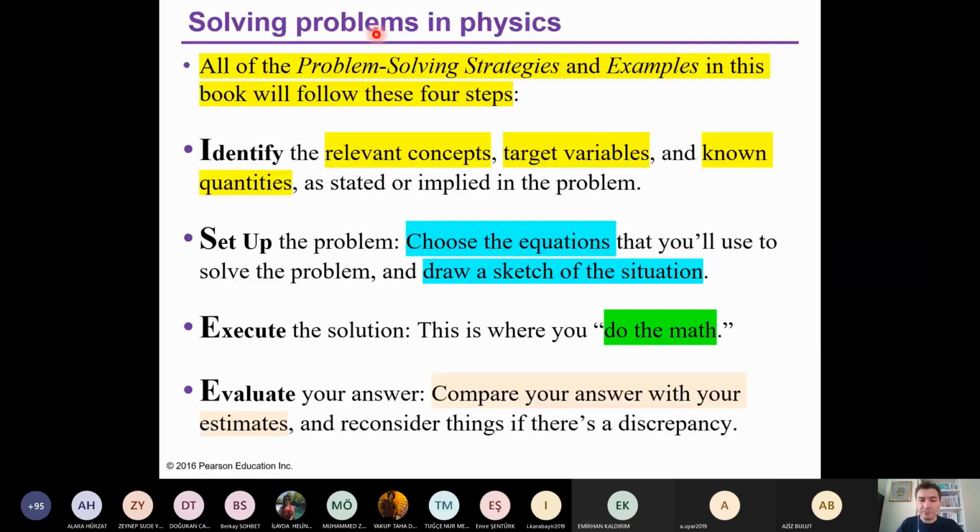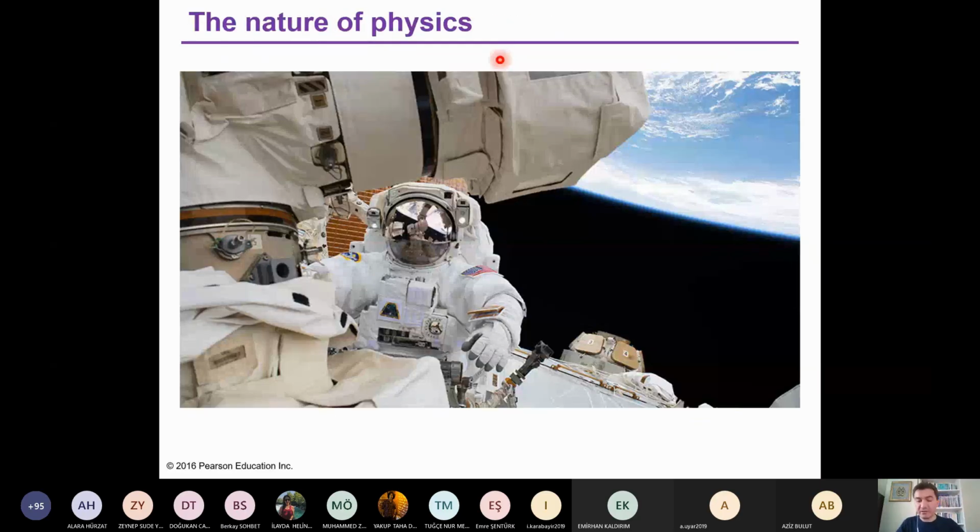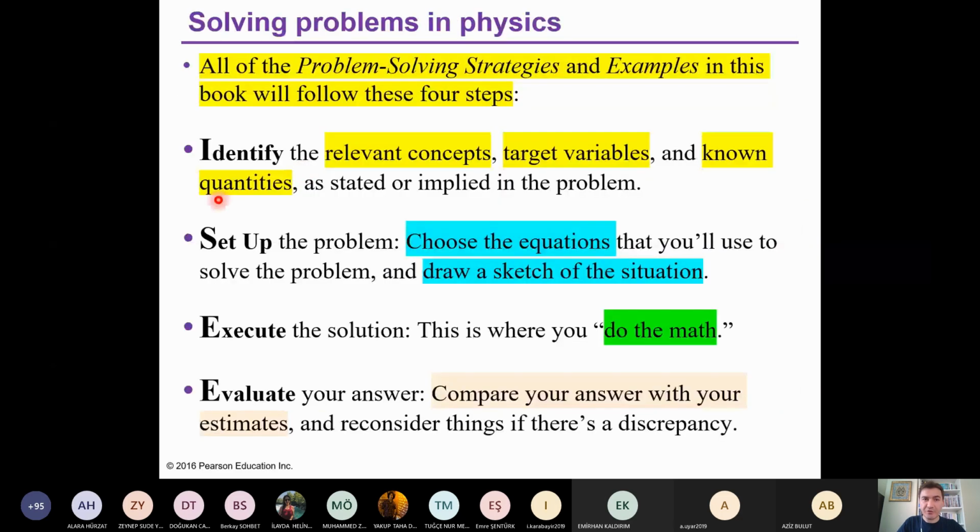Now, let me discuss solving problems in physics. We have a problem and we would like to solve it. There are 4 important steps. Here, we shortly call it IC. Now, I will explain each step. The first one is identify. The second one is setup. The third one is execute. The last one is evaluate.